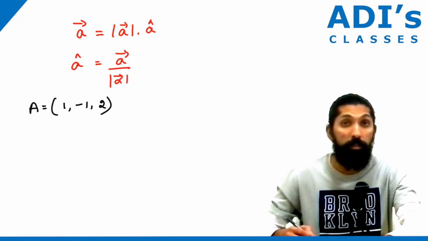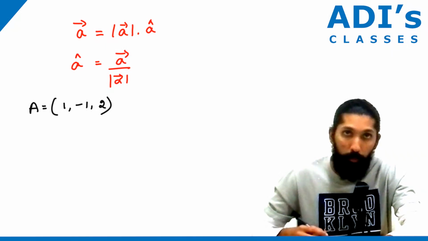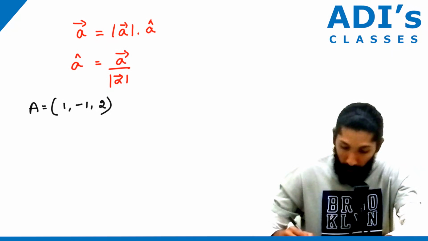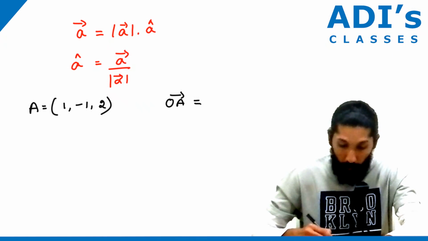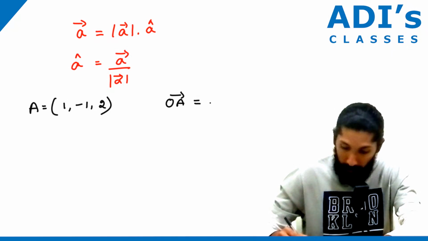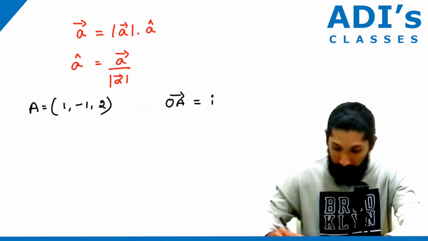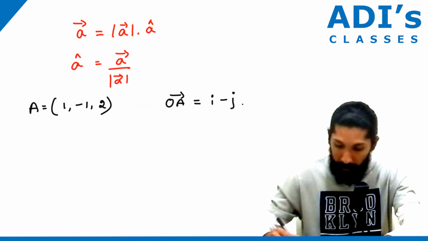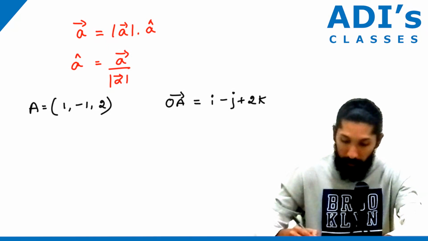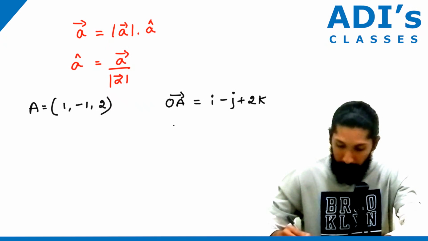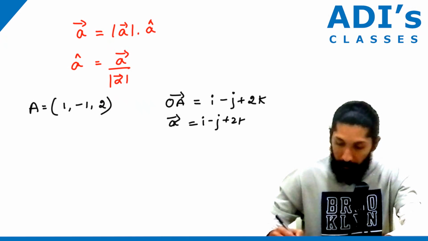For that, first let's figure out the vector. See, point A is 1, minus 1, 2. That means vector OA becomes 1i, which is basically i cap, next minus 1j, so minus j cap, plus 2k cap. This is vector OA. Now, let's call this vector A itself. So, vector A is equal to i minus j plus 2k.